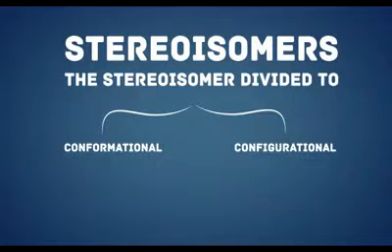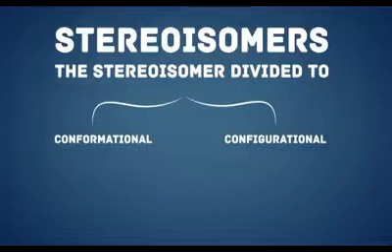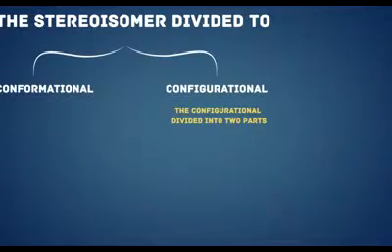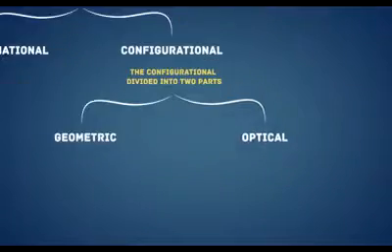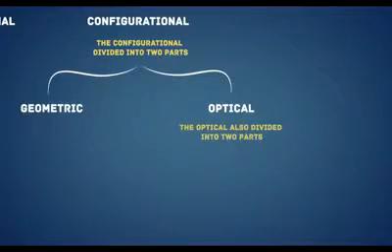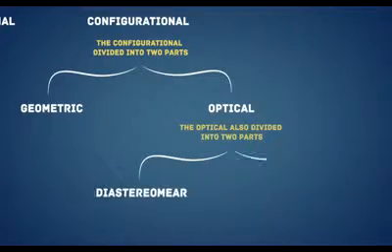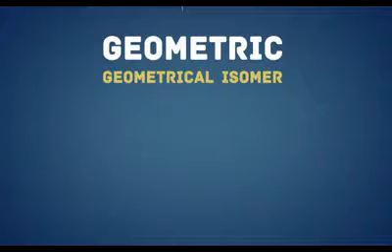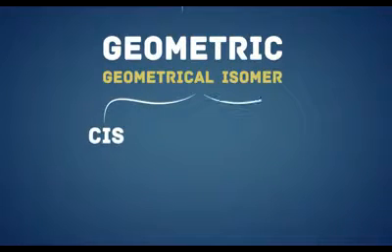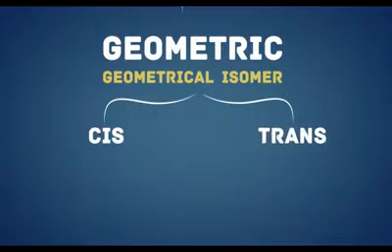Conformational means the compounds can be interconverted by rotation about a single bond. Configurational means the compounds cannot be interconverted by rotation about a single bond. It is divided into geometric and optical. Optical isomers have no double bond and are divided into enantiomers and diastereomers. Geometric isomers have a double bond and are divided into cis and trans.